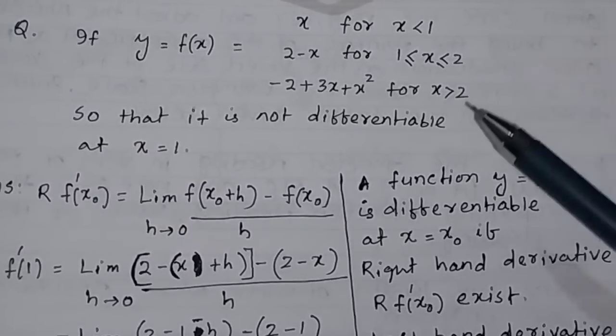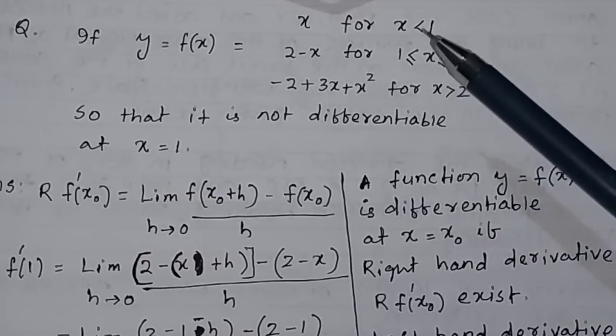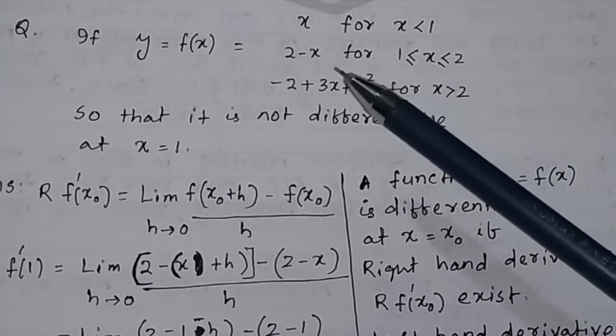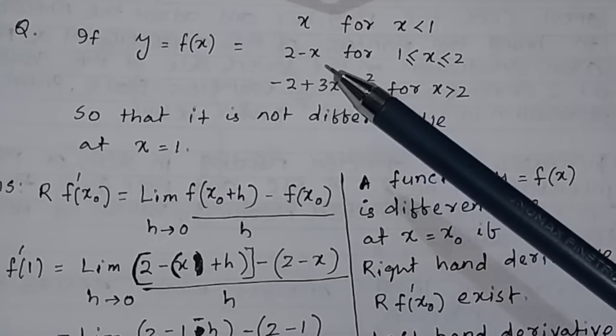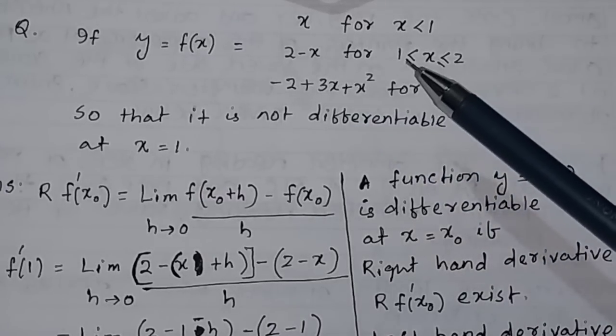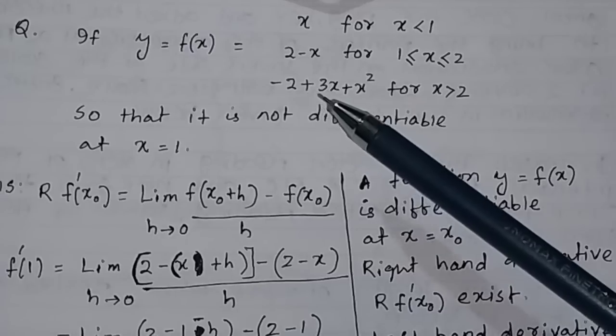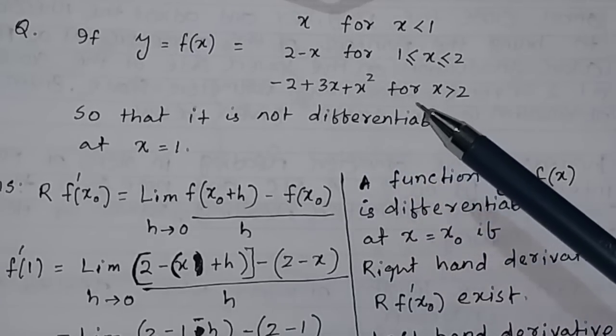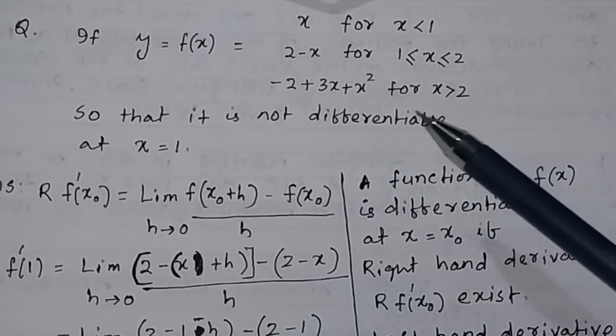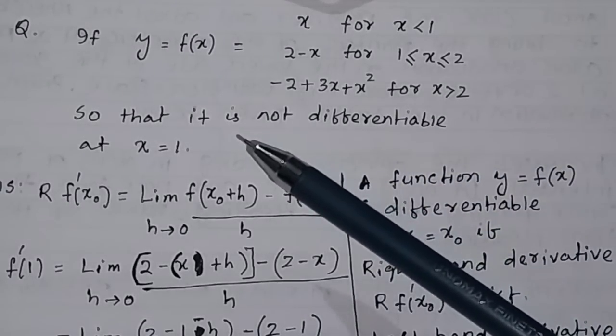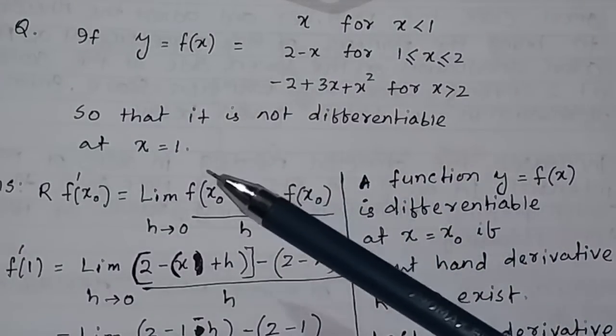If a function f(x) is equal to x for x less than 1, f(x) is equal to 2 minus x for x between 1 and 2, and f(x) is equal to minus 2 plus 3x plus x square for x greater than 2, show that the function f(x) is not differentiable at x equal to 1.